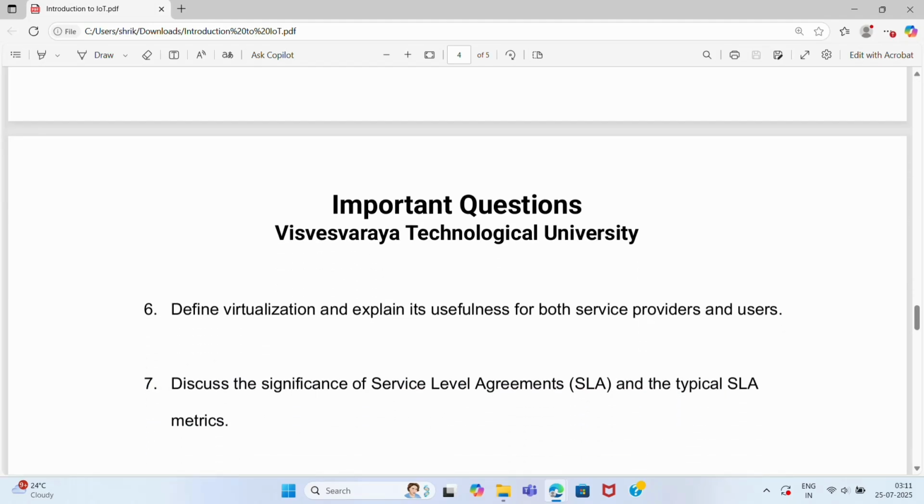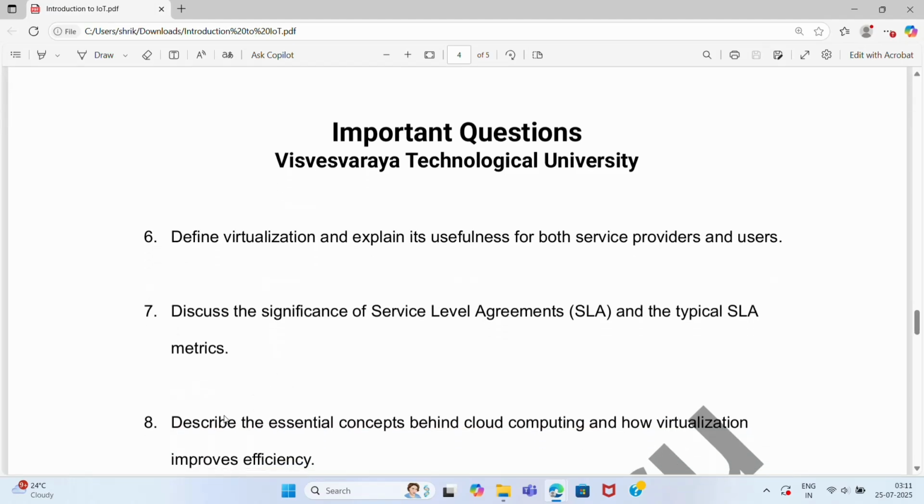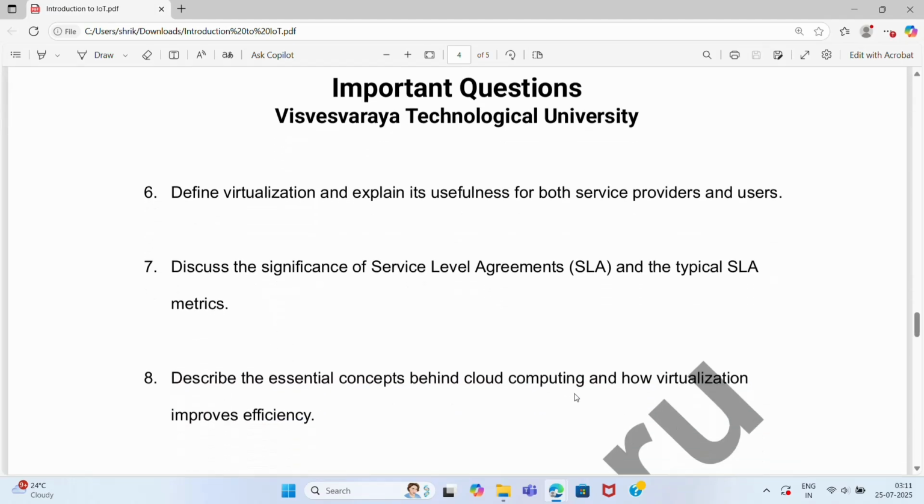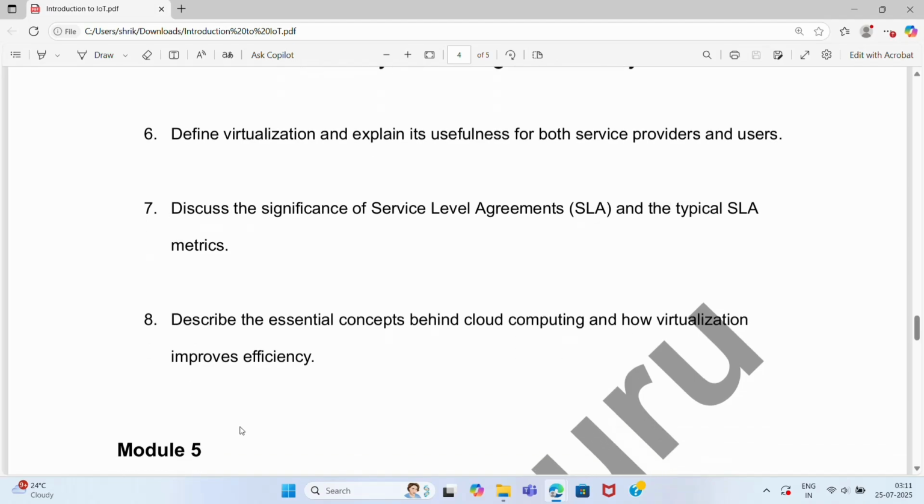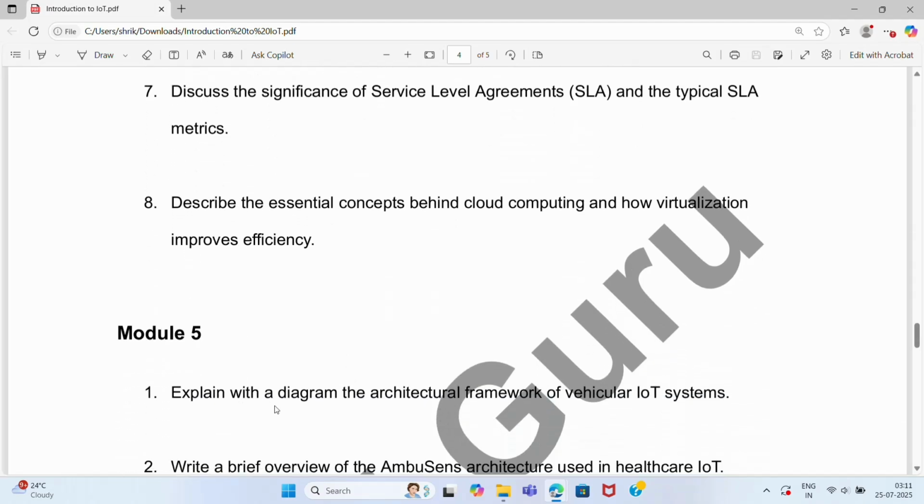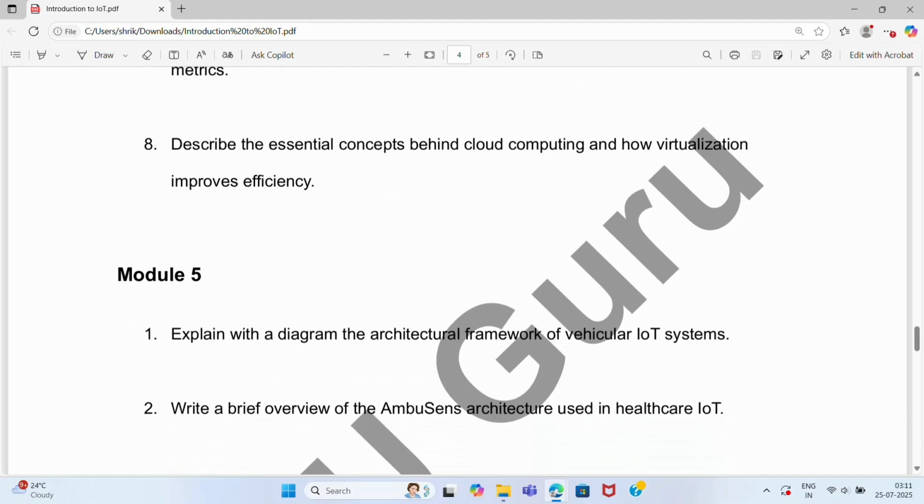Discuss the significance of service level agreements and the typical SLA metrics. Describe the essential concepts behind cloud computing and how virtualization improves efficiency. Last module, module 5. Explain with a diagram the architectural framework of vehicular IoT systems.